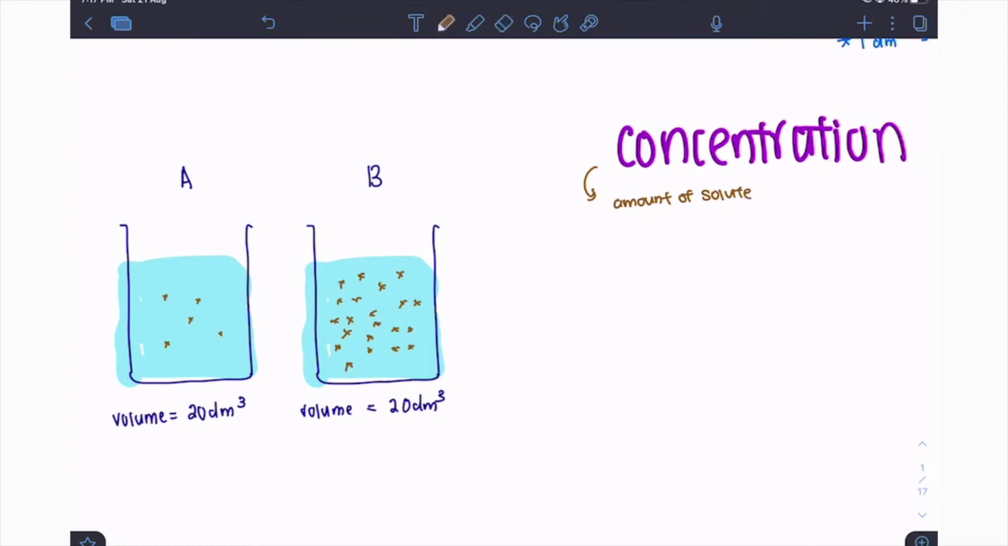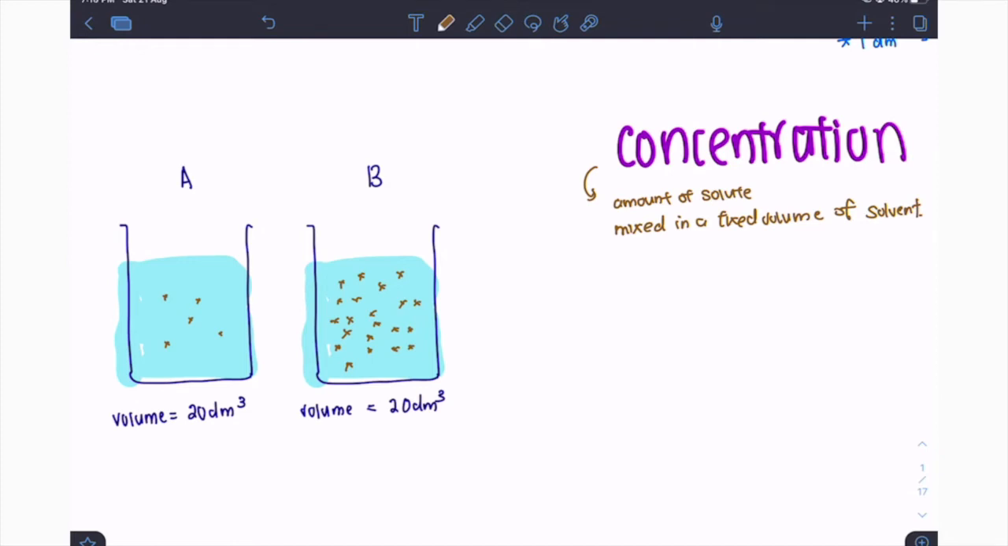Okay, let's just use the word mixed. Mixed in a fixed volume of solvent or liquid. So in this case here, it is water. So it's how much Milo powder is dissolved in a fixed volume of solvent.